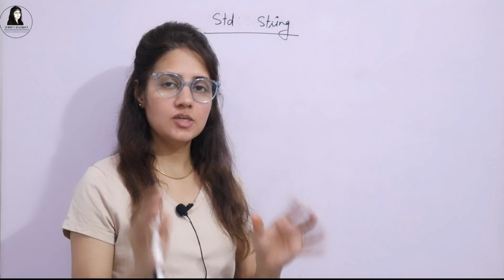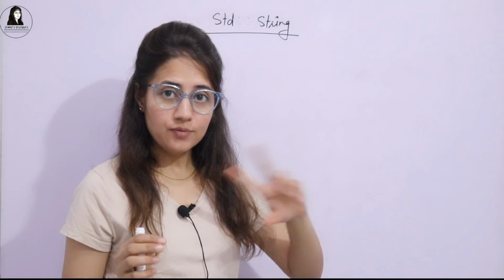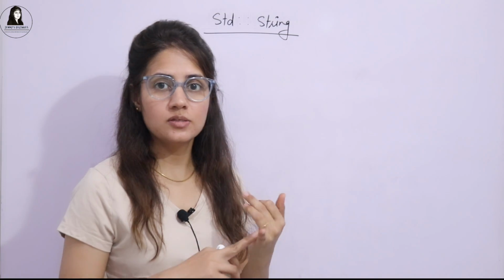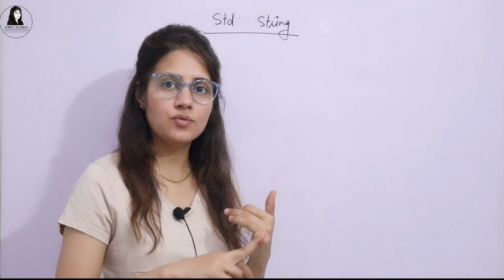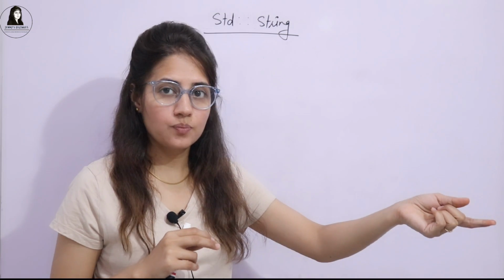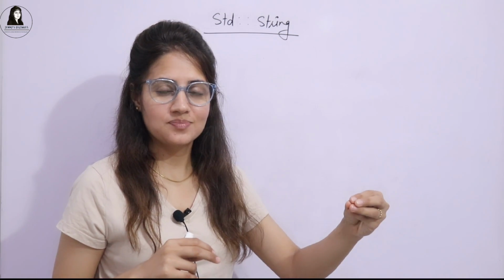So in the series of learning C++ programming language, we are discussing strings in C++. I have told you in the previous video that C++ provides two types of string representation. One is C style character strings and the second one is C++ strings. C style strings we have discussed in the previous video, right? Now in this video we will see what C++ strings are.